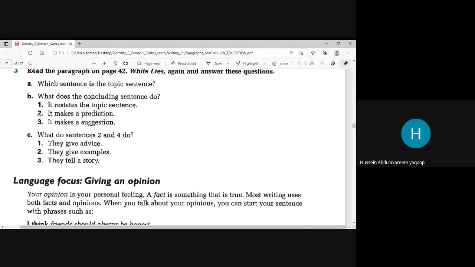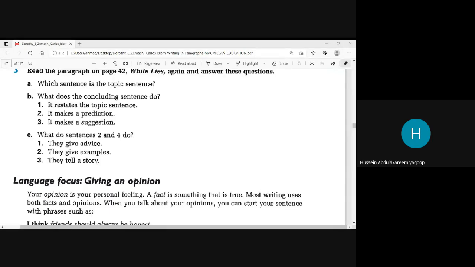what do you think that the concluding sentence does here in this paragraph? What do you think? Yes, please. Adnan, what is the job of the sentence in the paragraph, page 42? It makes a suggestion. Yeah, it makes a suggestion. So we may choose number 3, which is okay.